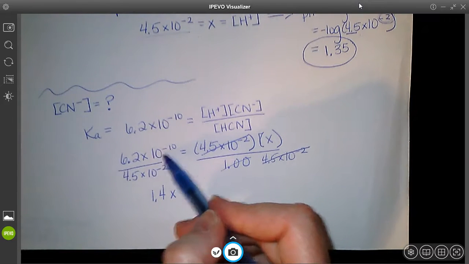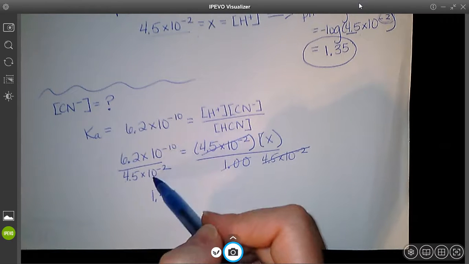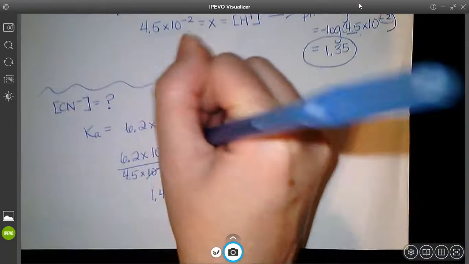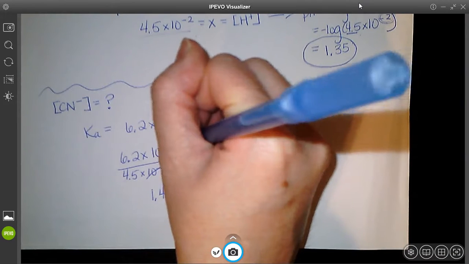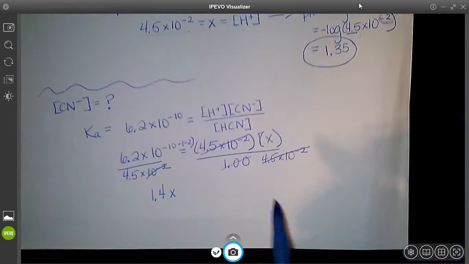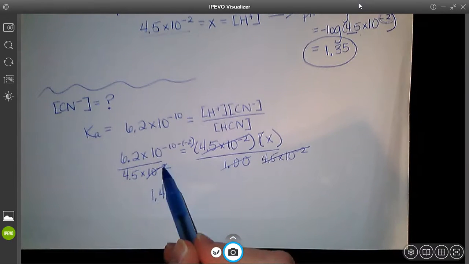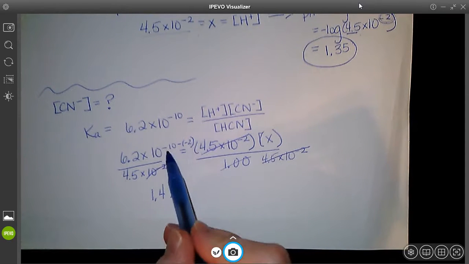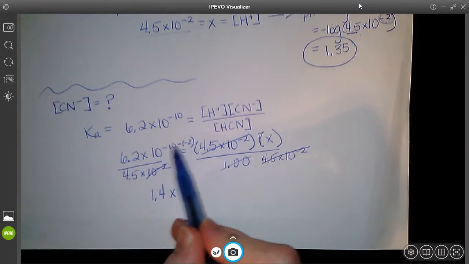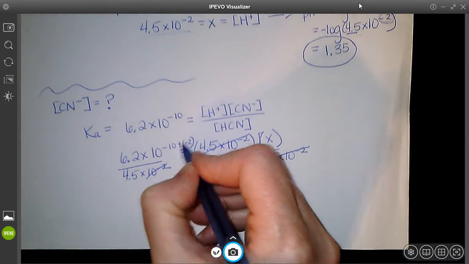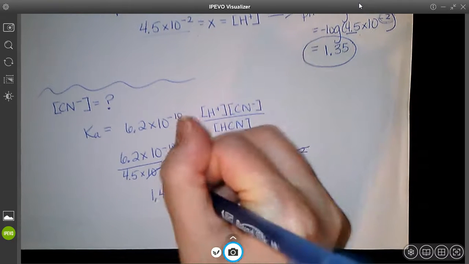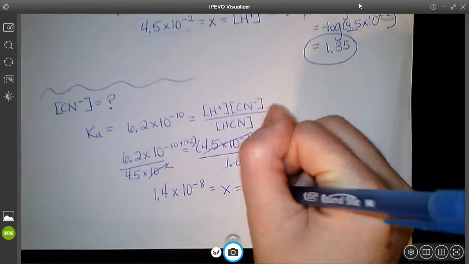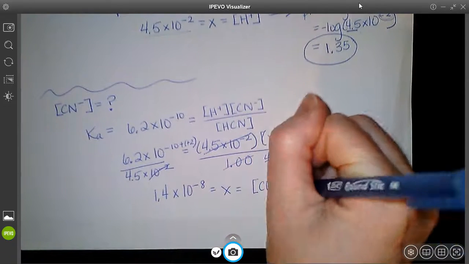And then I have 10 to the negative 10th divided by 10 to the negative 2. So this becomes 10 to the negative 10th minus, because I divided, negative 2, because that's what it was on the bottom. So the minus means divided by, and then the negative 2 is the other exponent. So negative 10 minus negative 2 is like adding, and that becomes 10 to the negative 8th. And that is your concentration of CN minus.